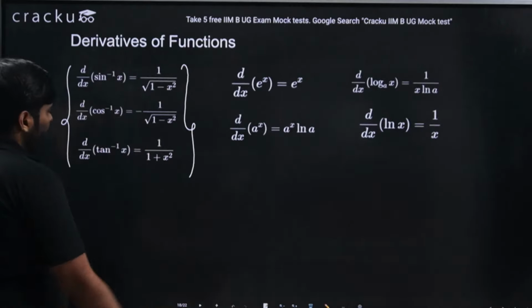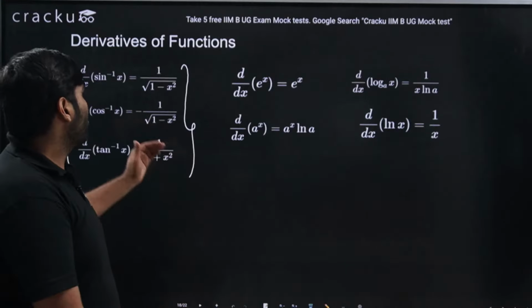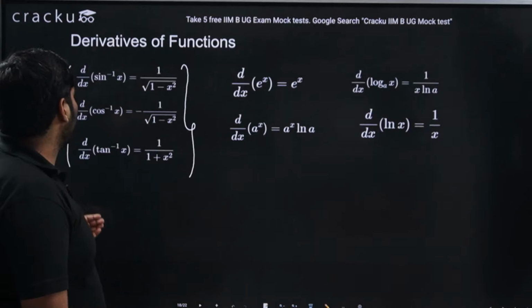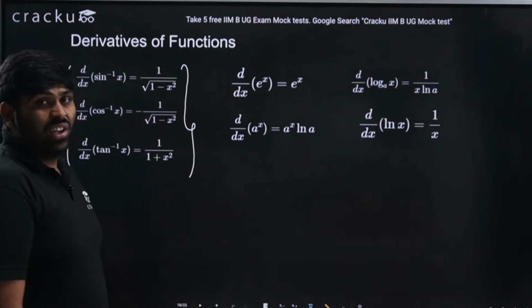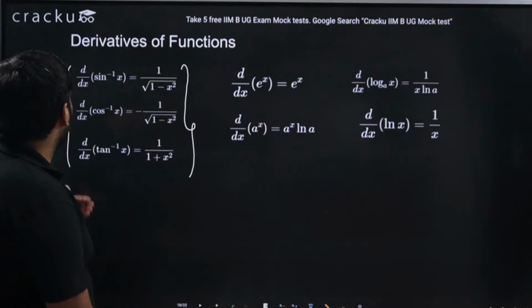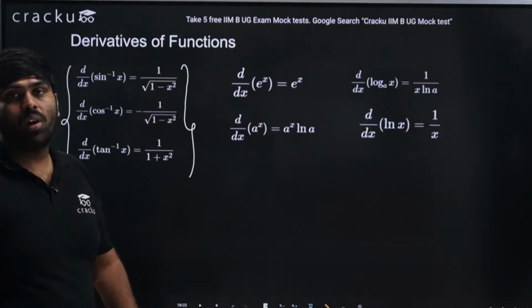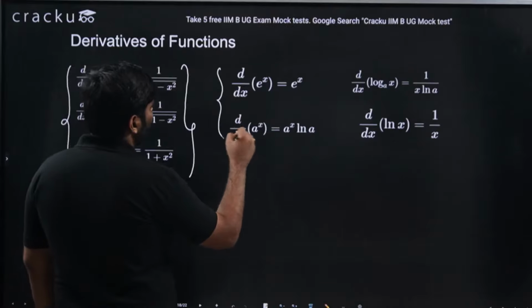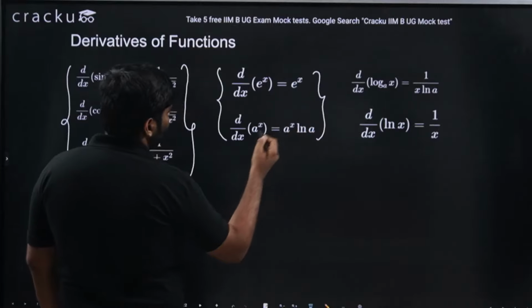What is the differentiation of sine inverse x? It is nothing but 1 by root over 1 minus x square. You should be knowing the differentiation of cos inverse x, which is nothing but minus 1 by root over 1 minus x square. You should be knowing tan inverse x, which is nothing but 1 by 1 plus x square. Similarly, I thought of dealing with exponential and positive number power.